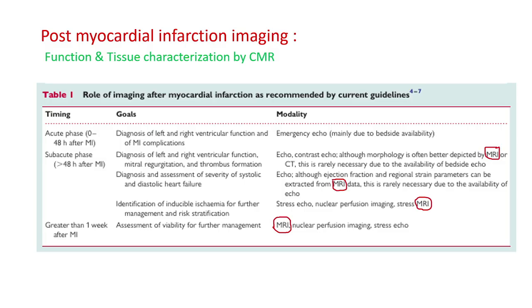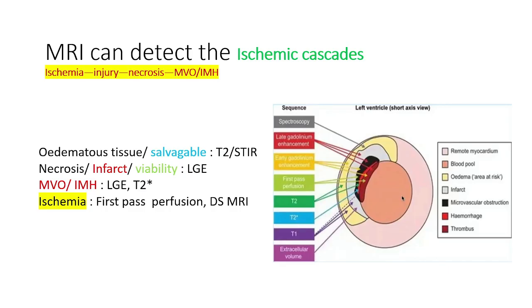So there is a role of MRI in acute MI in different phases, mostly the subacute phase and chronic phase. In the acute phase, it is done by echo because echo is a bedside test and easily available. So MRI can detect all the steps of the ischemic cascade, from ischemia, I mean edema, to injury, necrosis, and even microvascular occlusion.